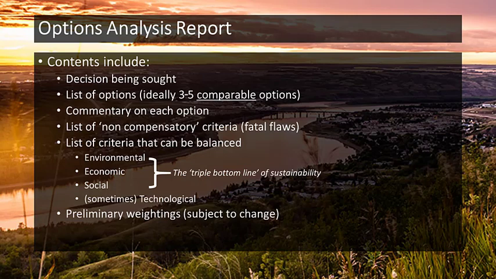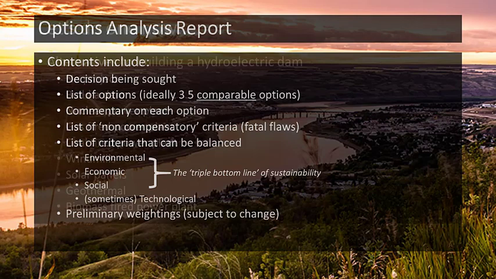And then normally you would put in some preliminary weightings, subject to change, because once you start doing one, it'll change for sure. So having the preliminary weightings in there is helpful though, because if you have nothing in there, there's too many degrees of freedom. It's good to start with something. Okay, so let's do one.